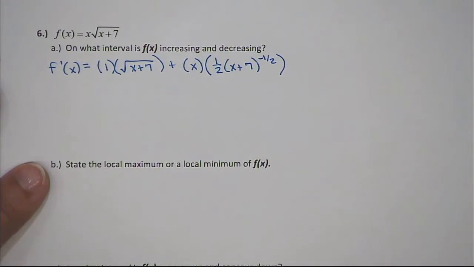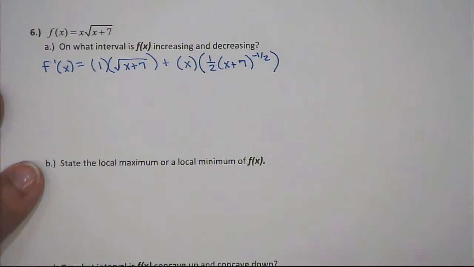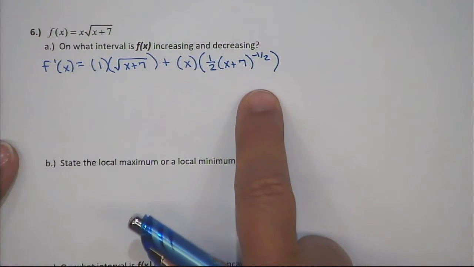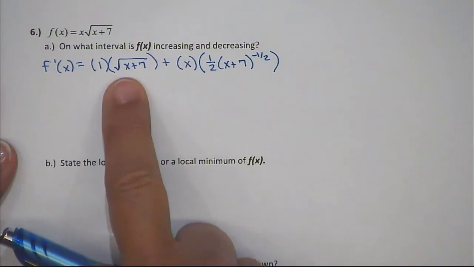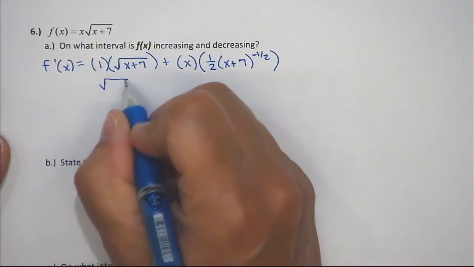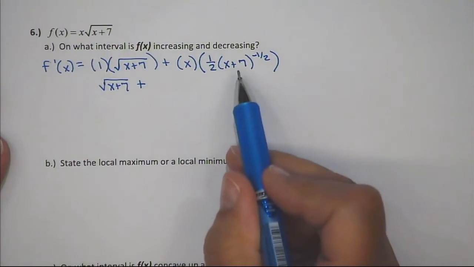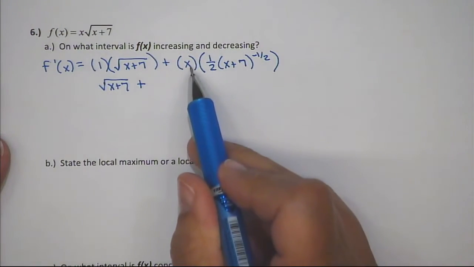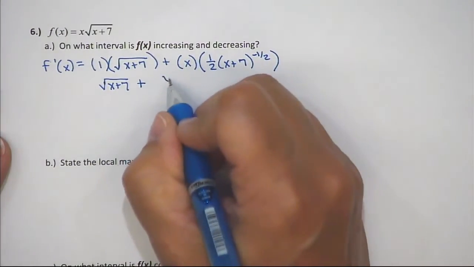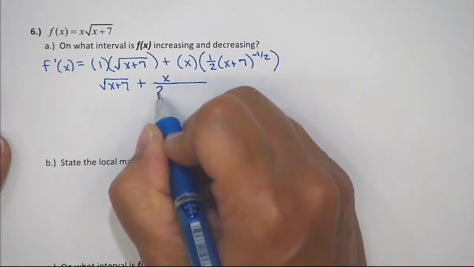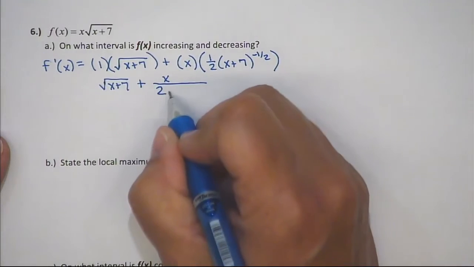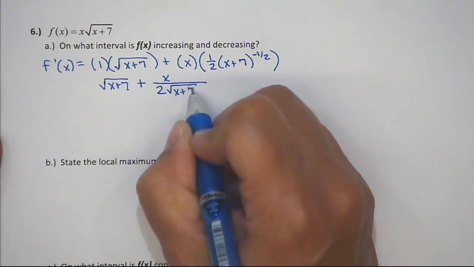So we have to set that equal to 0 and solve it. So I'm going to clean it up before I set it equal to 0. So over here on the left, 1 times the square root of x plus 7 is just the square root of x plus 7. Plus, and then the only thing in the numerator over here is x. The 2's in the denominator. And so is that square root of x plus 7. That's what I got set equal to 0.